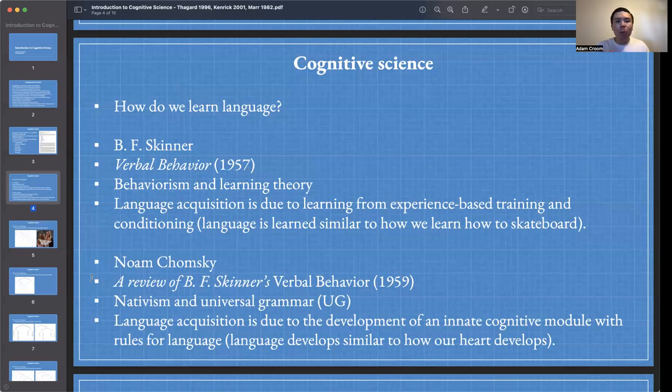All right, so now that we see these two different views of language, we can better appreciate each view within its historical context, right? Behaviorism as a response to Freudian psychology, cognitivism, or cognitive science, as a response to behaviorism.